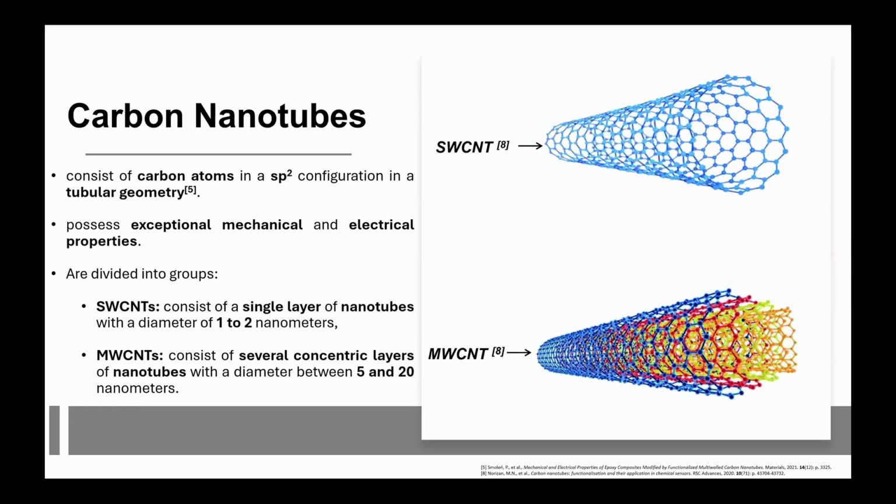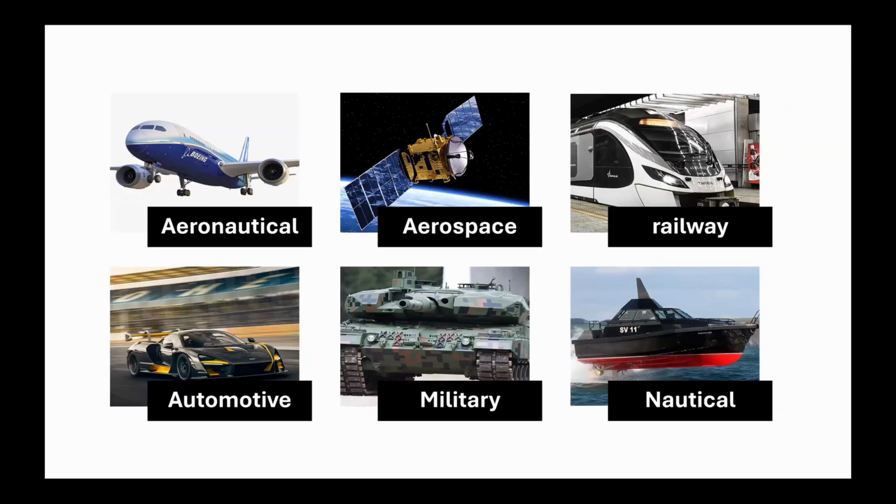Carbon nanotubes are similar to graphene, but their configuration is tubular instead of a sheet. Similar to graphene, they have exceptional mechanical and electrical properties and are divided into two groups: single-wall carbon nanotubes and multi-wall carbon nanotubes. So the application of these nanoparticles in composites has many applications, especially in the aeronautical, aerospace, railway, automotive, military, and nautical industries.